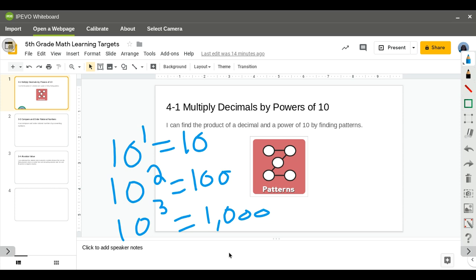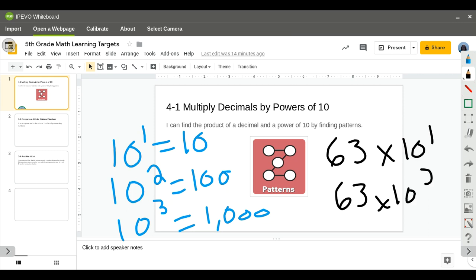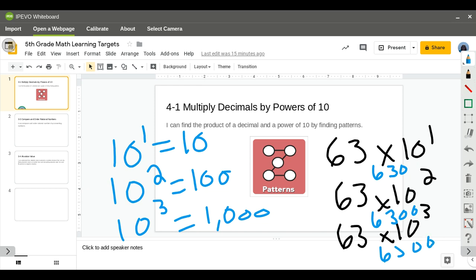Then we saw exponents again when we multiplied values. So if I had 63 and I multiplied that by 10 to the first power, and 63 multiplied by 10 to the second power, and 63 multiplied by 10 to the third power, we looked at how those zeros changed. My value when I multiplied by 10 to the first power became 630. When I multiplied by 10 to the second power, it became 6,300. And when I multiplied by 10 to the third power, it became 63,000, because each time we simply added a zero behind our original number.